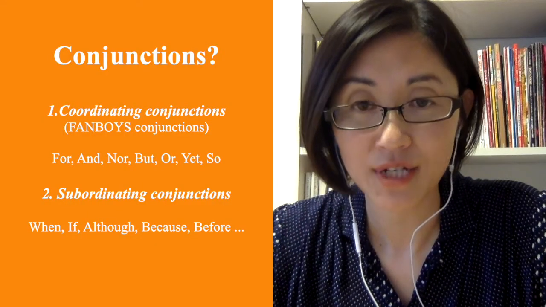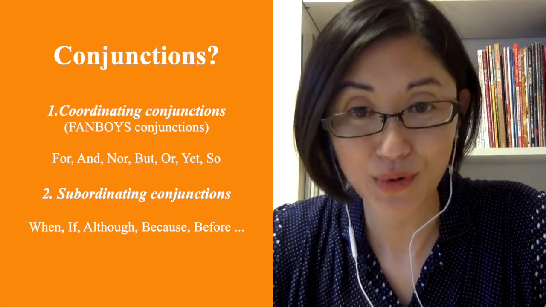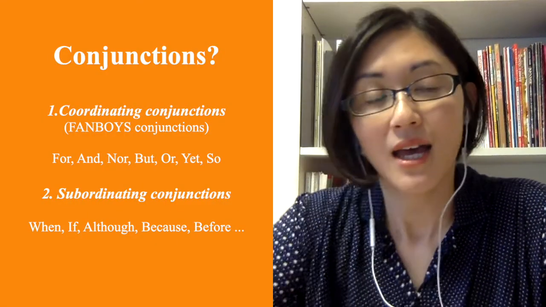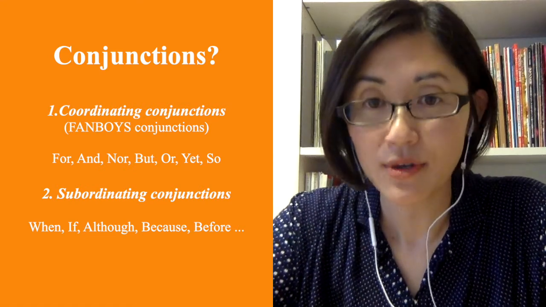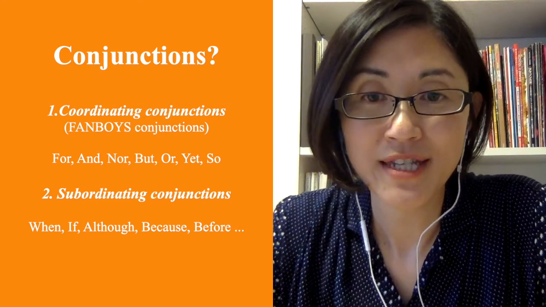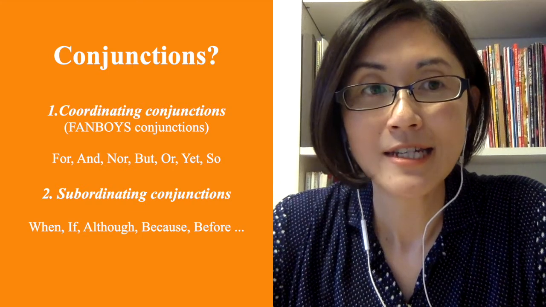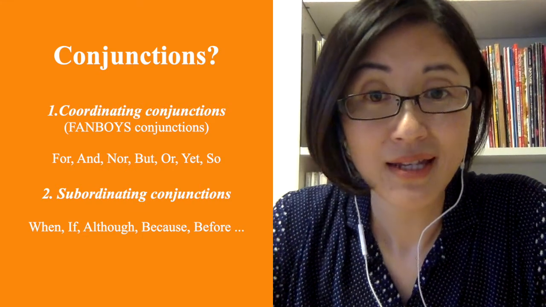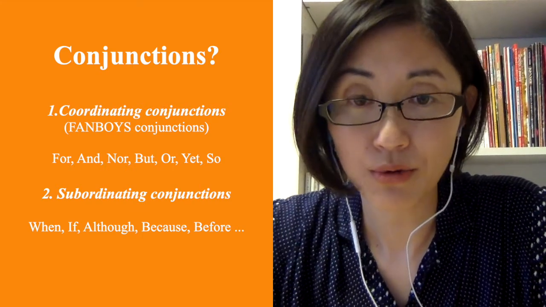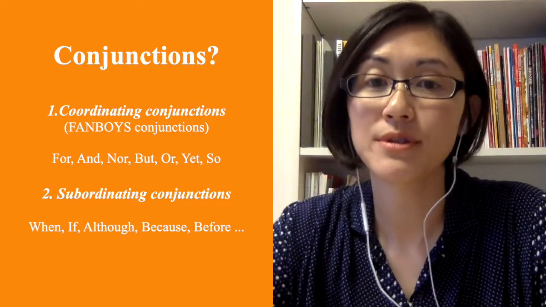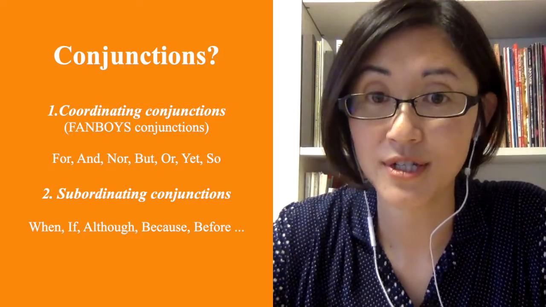You know what conjunctions are? There are two types. The first one is coordinating conjunctions, aka FANBOYS conjunctions. And the other one is subordinating conjunctions. You can find examples here. And I'm going to explain the very basic rules and start with coordinating conjunctions.